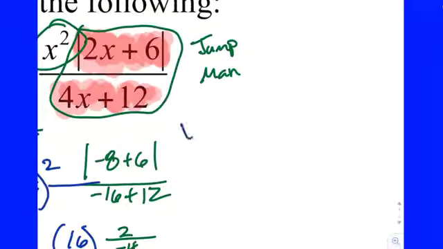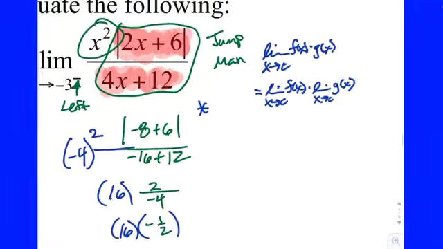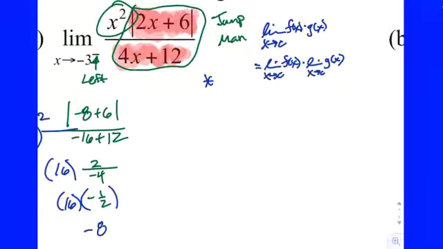So if you use the properties of limits from 1.2, that basically says the limit as x goes to c of f of x times g of x is equal to the limit as x goes to c of f of x times the limit as x goes to c of g of x. The limit of a product is the product of the limits. You can actually break it down into two problems.